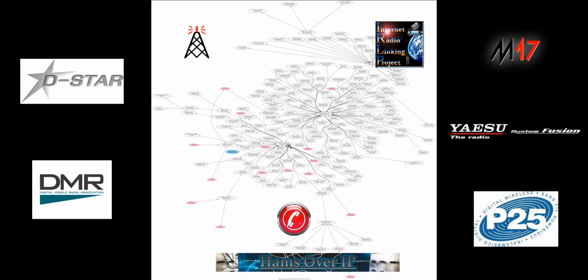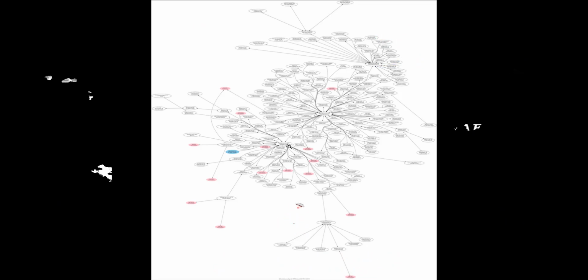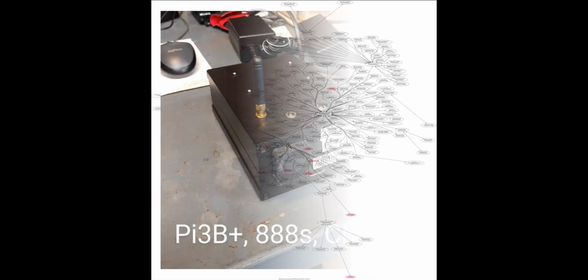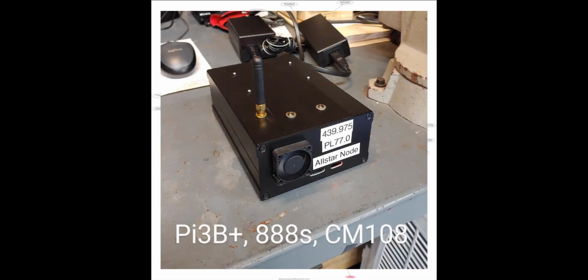Okay, so now that you understand how the East Coast Reflector works, how it's configured, let's bring it down to a node level, and let's crack open a node. I'll crack open my AllStar simplex node, and we'll take a look at it and see how this thing actually works.